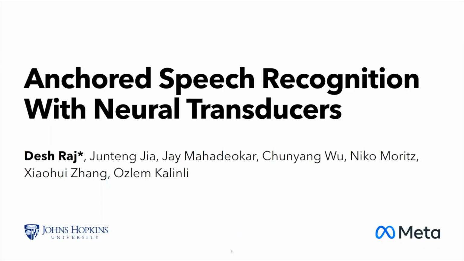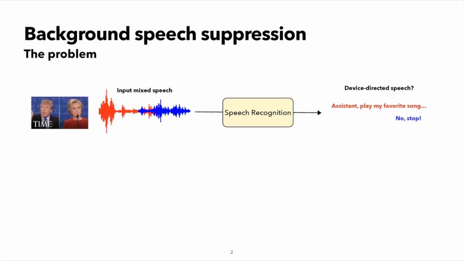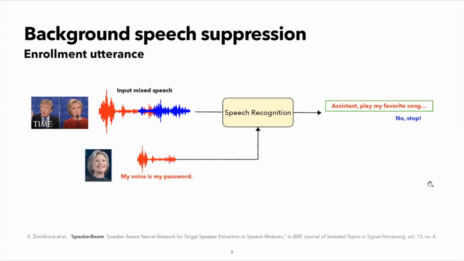In this video, I will explain our paper, Anchored Speech Recognition with Neural Transducers. Consider the following scenario. You have a smart assistant device, such as a smart speaker, and you want to give it an instruction. For example, "Assistant, play my favorite song." But as you are giving this instruction, someone else starts talking in the background. Now, we want the device to only listen to what you said and ignore anyone else. How can we do this?